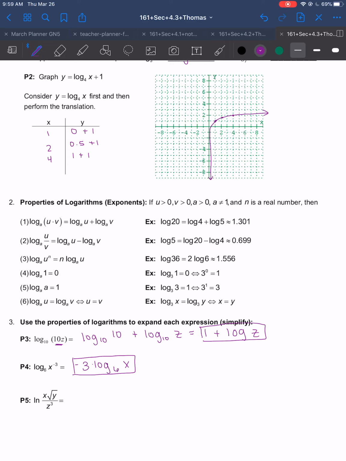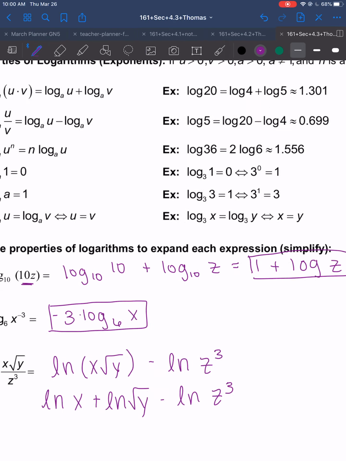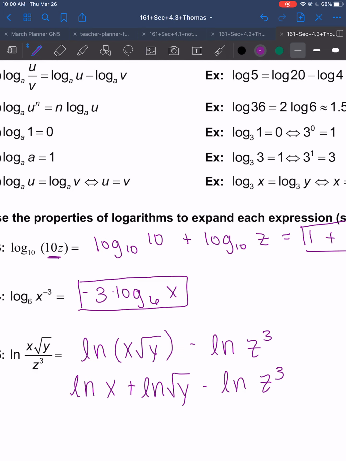So let's just work with the division sign first. Since it's being divided, I can rewrite it as a subtraction. Now I'm going to work with this first part here, and then we'll deal with the other part. So I can write this as ln of x plus ln of square root of y minus ln of z cubed. And if you can do multiple steps in one step, that's fine. However, I'm going to just show you for now all of the different steps.